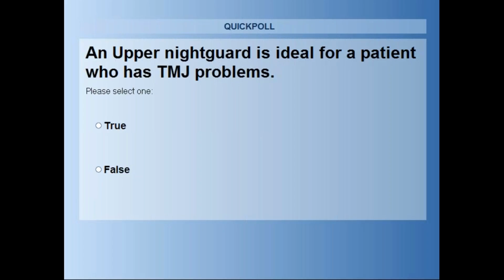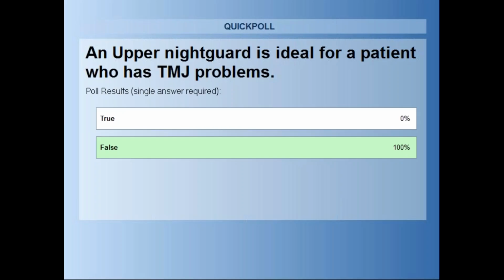I'm going to pass the screen back to you, Dr. Rondeau. And so we've got 75% in, 80%. Perfect. Okay, let's go ahead and close this poll, and I'm going to share those results so you can see them on your screen. So there we go. Everybody got that one right? 100% said false.